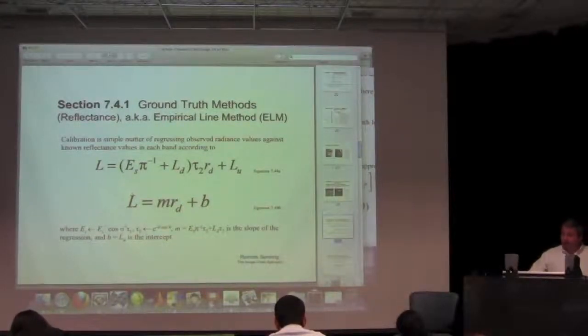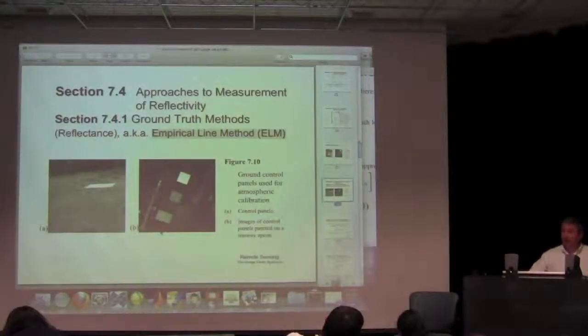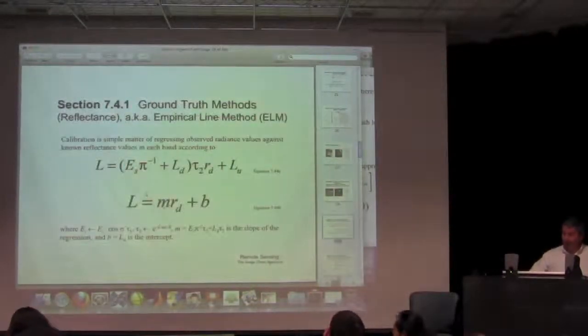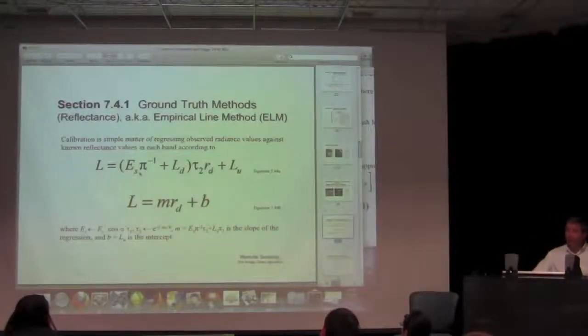When is that true? If I measure several targets at different reflectance values, and then plot them, I can come up with this slope and this intercept, and I'll have my LU directly, and I can back out my tau term if I wanted to out of this equation. How do I do that? Well, I have my exoatmospheric solar radiance, we know that. I have to modify that by the angle of the sun, so there's a cos theta term in there. So I can get that term.